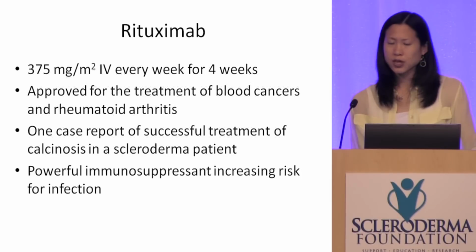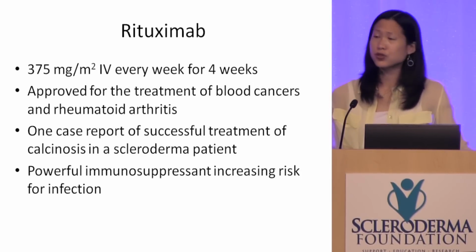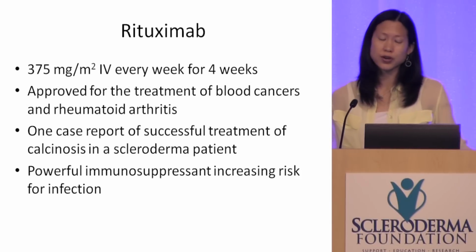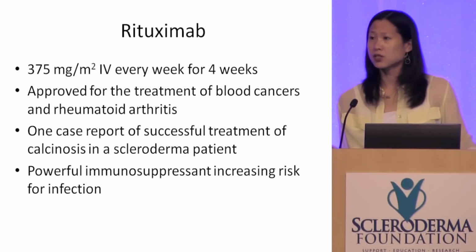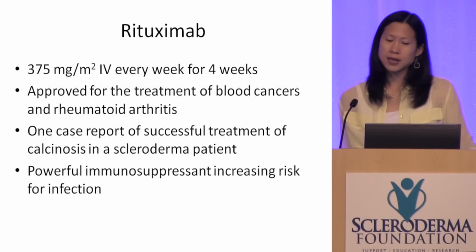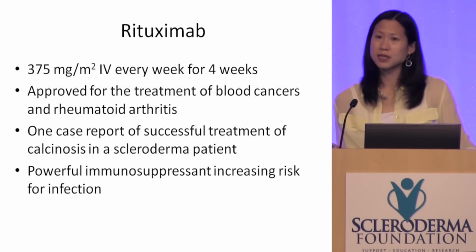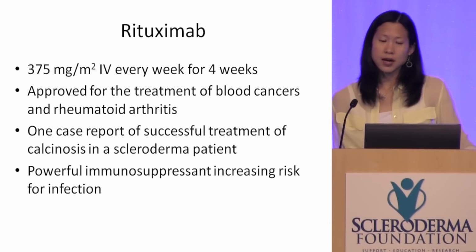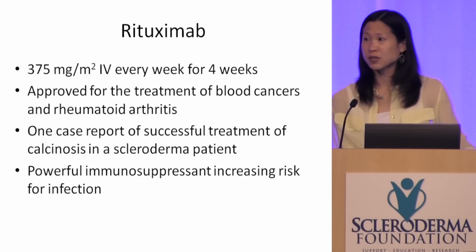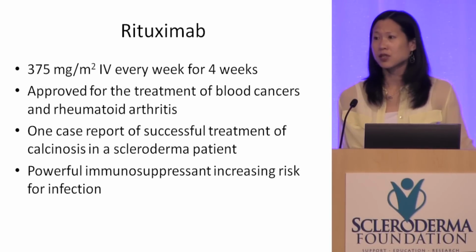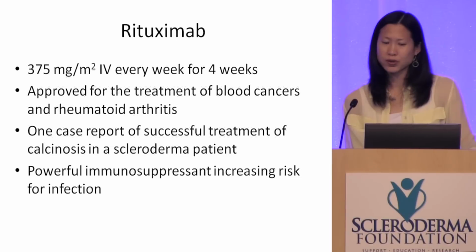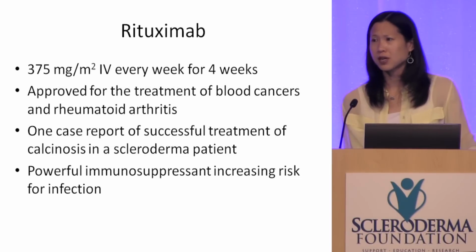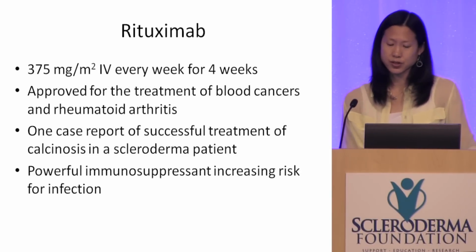Rituximab is an immunomodulatory therapy that is approved for the treatment of blood cancers and also approved for the treatment of rheumatoid arthritis. It's usually an infusion that's given every week for 4 weeks. It can also be given 2 times, 2 weeks apart. And it is thought to work basically by decreasing inflammation. So this does affect your immune system quite significantly and immunosuppresses patients. So definitely these patients are at higher risk for infection. Thus far, there's just been one case report for the successful use for calcinosis in a scleroderma patient. So I'm not sure how much more data will be published regarding this, but there was just one report in the literature thus far.